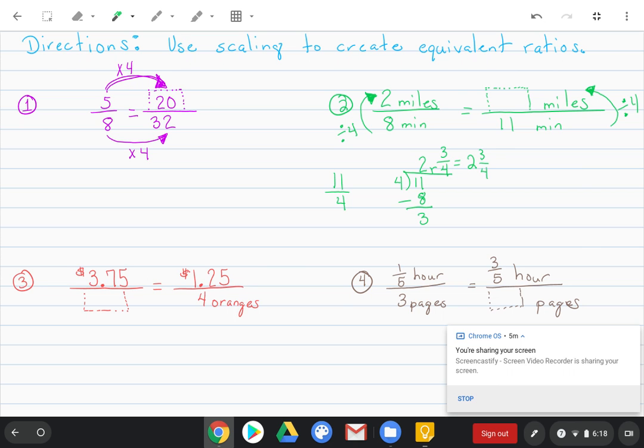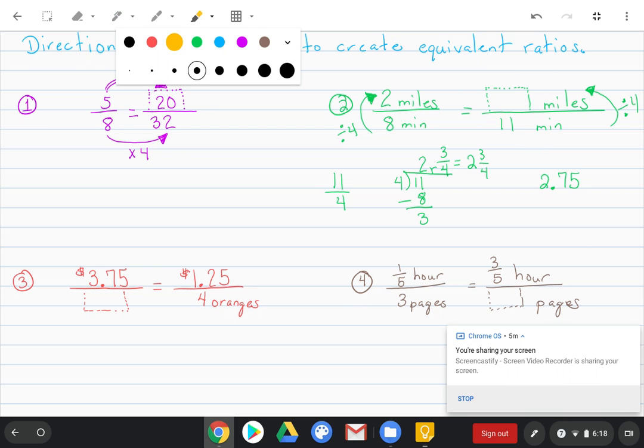Okay, that's not the only way that I could represent that. Those of you who are relatively good with fractions, you'll know that the fraction 3/4 is equivalent to 0.75. So I could also write that as 2.75. So you might be thinking right now, well, Miss Brown, if we have all these different answers, which one is correct? They all are.